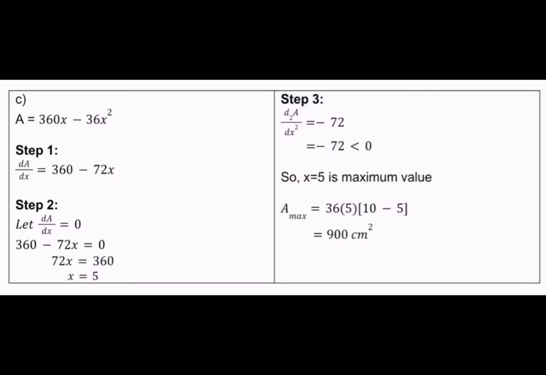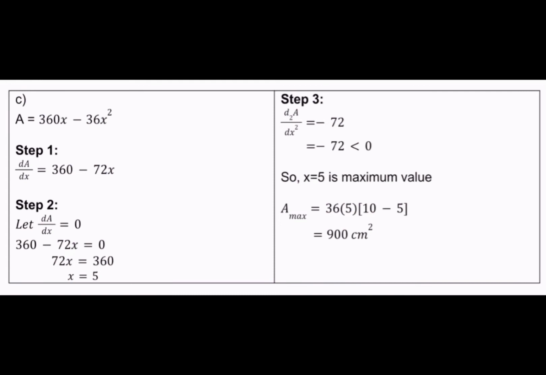And for the last question, which is C, we have 4 steps, and we will use the equation A equals 360x minus 36x squared, because that is the easier equation to differentiate. For step 1, we find the derivative, which is 360 multiply 1 and power x minus 1, and then minus 36 multiply 2 and power x minus 1. So we will get 360 minus 72x.